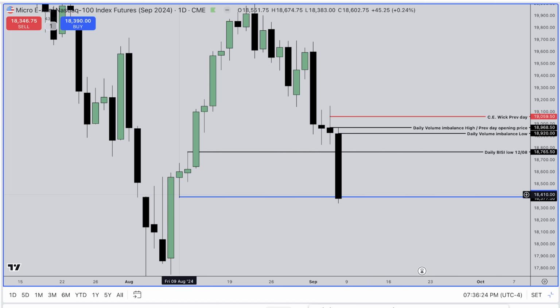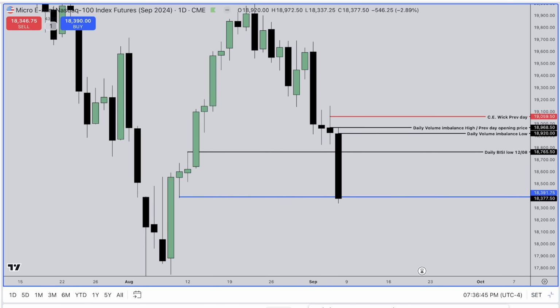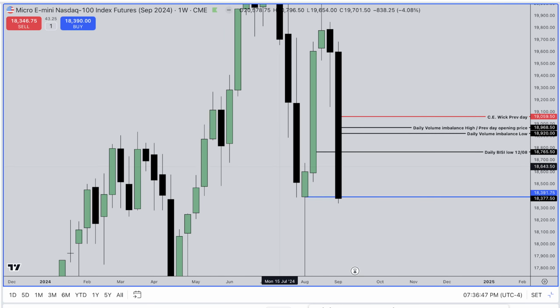As you can see right here, this low is a low that was formed on Friday, the 9th of August. If we put in the settlement price, we can see loads of inefficiencies. Of course, you take partials there, but this price point I want to stress very much, because why? If we go into the weekly chart, we can see that the opening price of the weekly candle of the week of 5th of August, the price went down to that point.